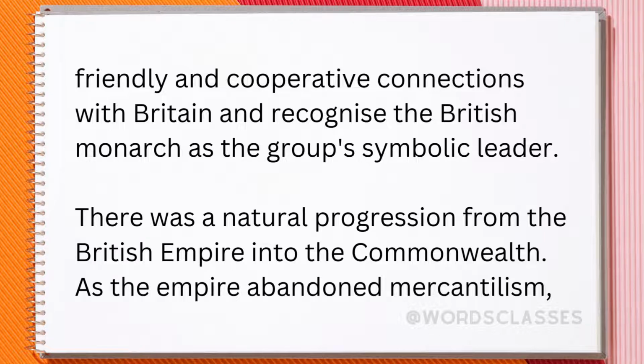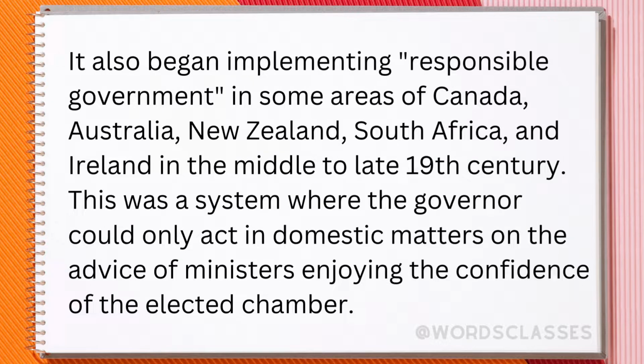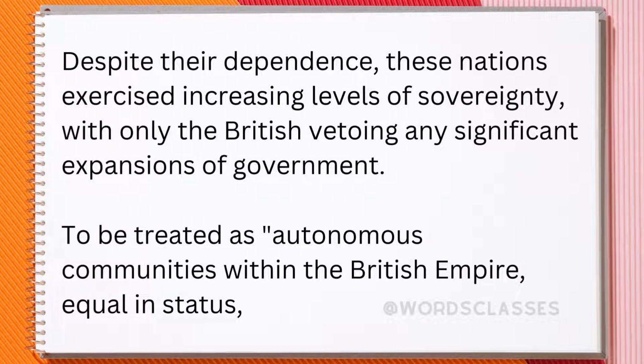As the empire abandoned mercantilism, it also began implementing responsible government in some areas of Canada, Australia, New Zealand, South Africa, and Ireland in the middle to late 19th century. This was a system where the governor could only act in domestic matters on the advice of ministers, enjoying the confidence of the elected chamber. Despite their dependence, these nations exercised increasing levels of sovereignty, with only the British vetoing any significant expansions of government.